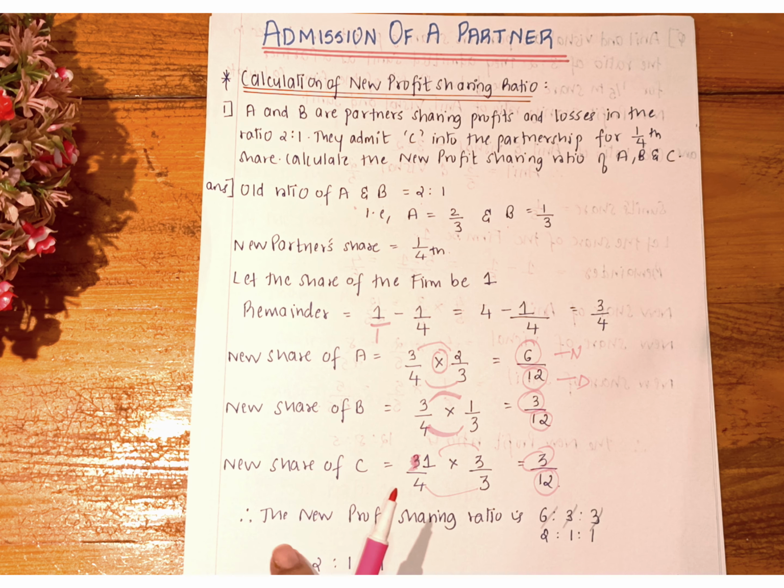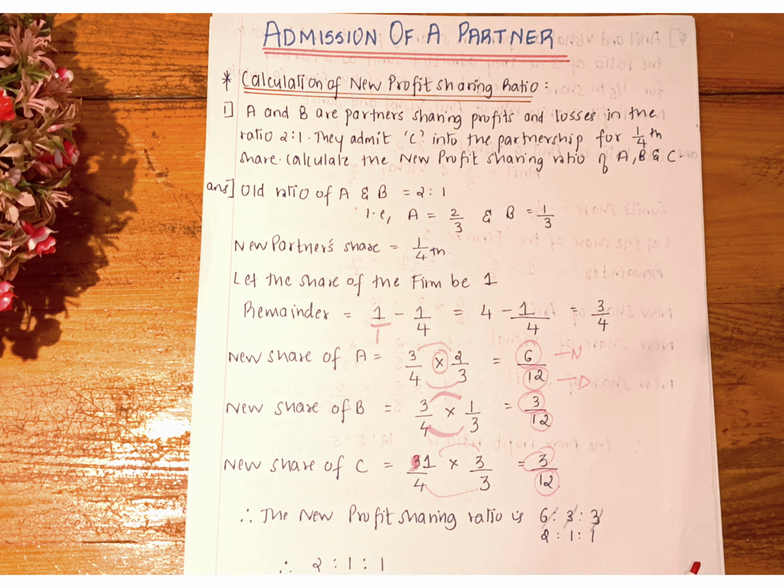Okay. So now our ratio is 6:3:3. By cancelling which, further we got 2:1:1. So this is our new profit sharing ratio. Always remember that new profit sharing ratio is in 3 numbers. Why 3? Because one new partner is added. And old ratio and sacrificing ratio is always two numbers because it is shared between two partners. Okay, this is the first sum on calculation of new profit sharing ratio.